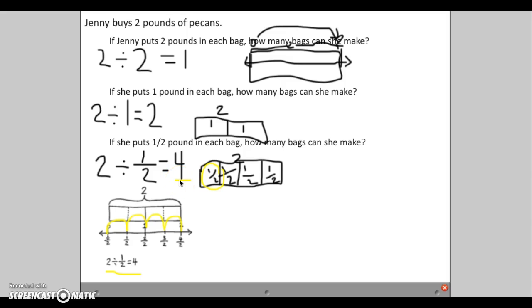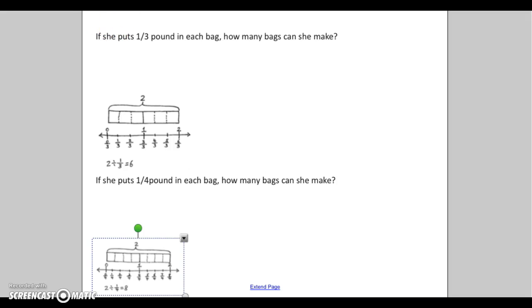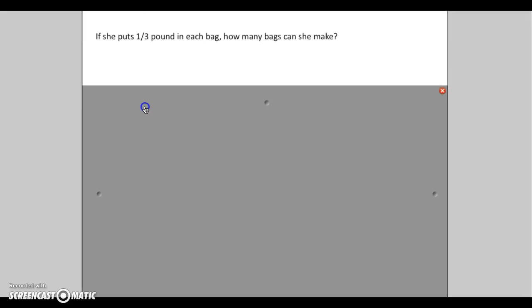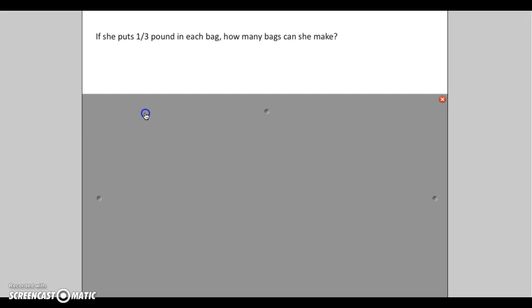Remember that you can always go back to this and look at it, but we're going to skip up to the next page and take a look at doing this in a different way. Okay, so Jenny's still got 2 pounds of pecans, but she's saying if I put a 1/3 pound in each bag, how many bags can she make?